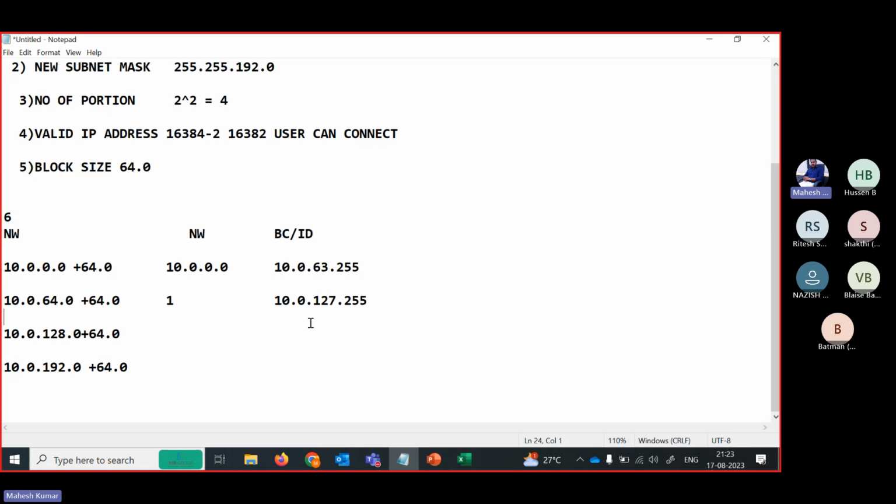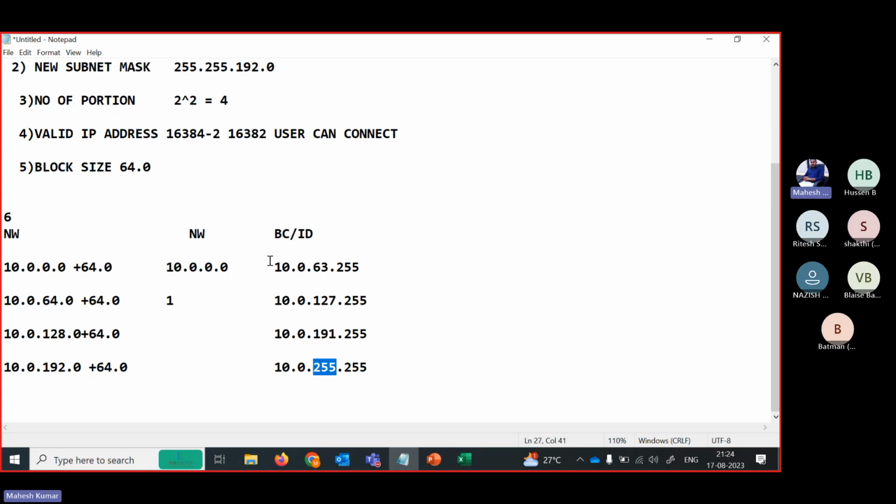For the third one, it will become 10.0.128. So 191, okay, 191.255. Again we are having 192. Before that, 191 it will become, right? So after that, we are having one more, 10.0.192 plus 255.255, which will become the last broadcast ID for this network, because our 256 is invalid, correct? So before that 255 is valid, correct?